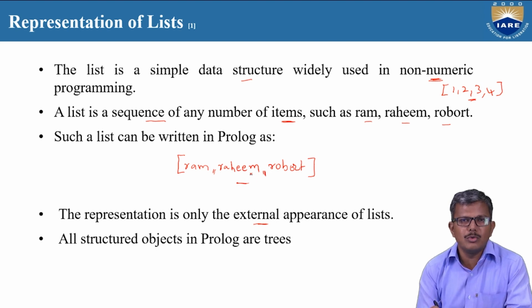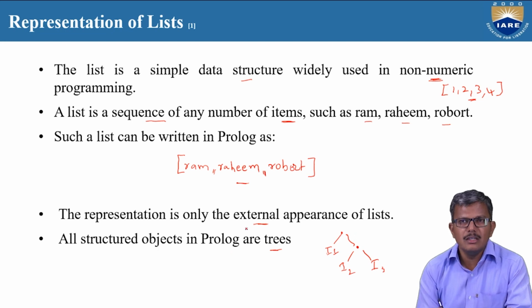But when it comes to Prolog, the representation of a list will be in the form of a tree. It will be in the form of a tree. So how will it be? It is going to be like this. Some list item, we can say I1, we can consider, later on it can be I2, it can be I3. So this kind of representation will be done.